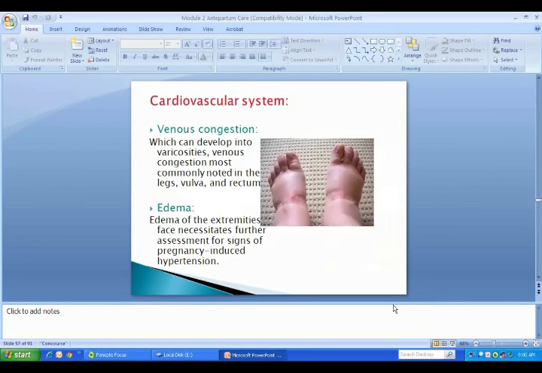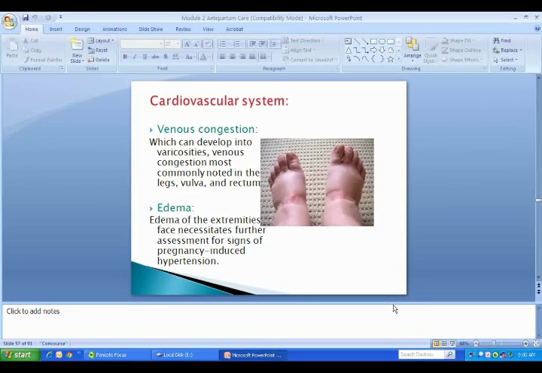We look at cardiovascular venous congestion. Remember, in pregnancy, by the time they get into the second trimester they are carrying 50% more blood volume, so they can start developing some venous congestion. And that congestion not only goes into having swollen ankles, but also the development of hemorrhoids from rectal congestion.